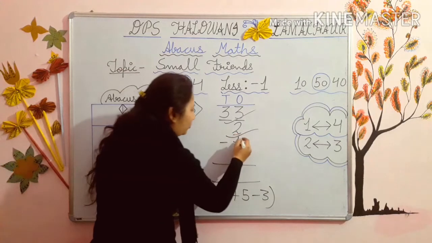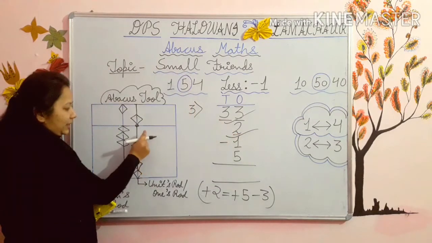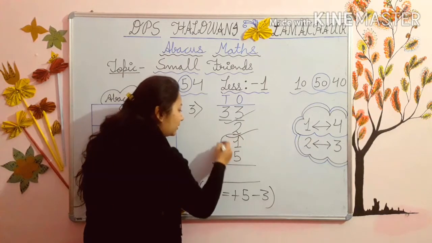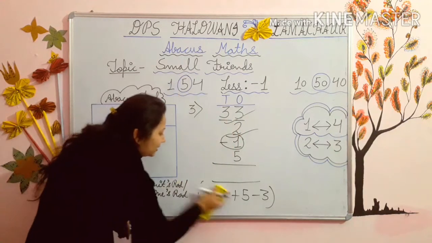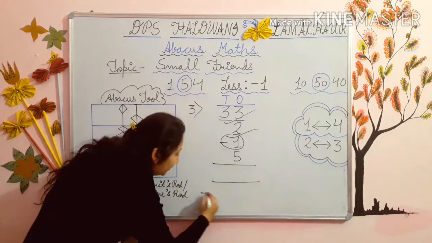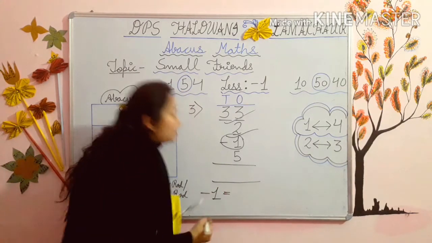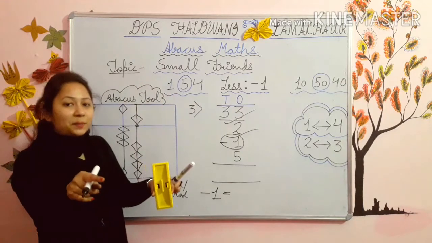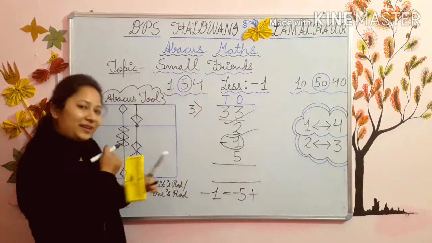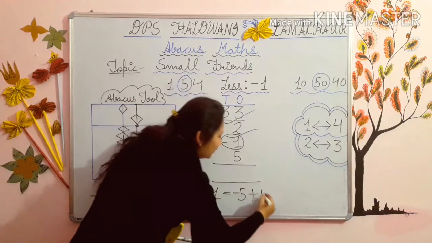So next we have to do minus 1. Now you can see here kids, no bead is there. So how you will minus 1? Now for minus 1, this is our topic. So for minus 1, what we are doing? For minus 1, the first number which we are subtracting is 5 and we are adding the friend. So who is the friend of 1? 4.